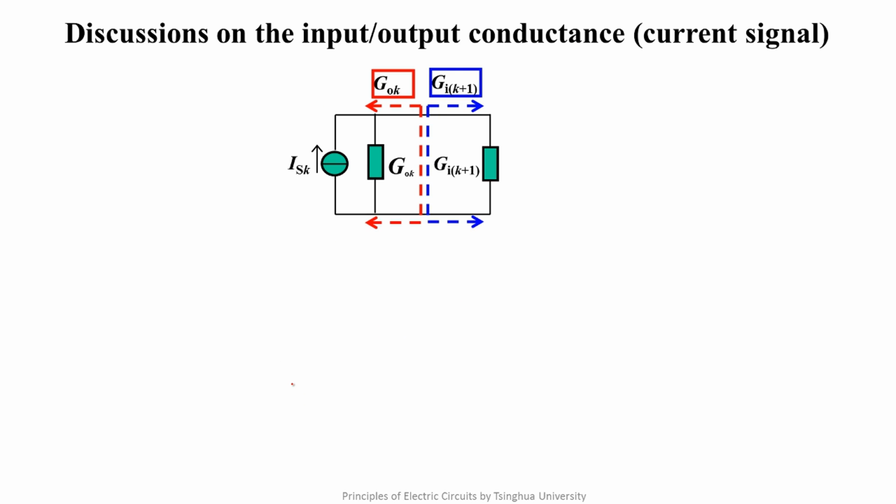Similarly, we can discuss the input and the output conductance in the current signal processing circuits. In the current divider circuits, the input conductance of every stage should be as large as possible, and the output conductance of every stage should be as small as possible. Thus, the current signal can be transmitted to the next stage with little loss.